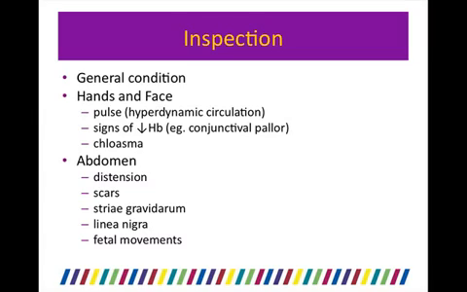To start with, a general inspection, including the general condition of the patient, whether they are comfortable at rest. This should be followed by an inspection of the hands and face to include the pulse. Hyperdynamic circulation is one of the physiological changes of pregnancy. Look for any signs of anemia, which is common and physiological in third trimester. This may be shown by conjunctival pallor, and other signs and symptoms of pregnancy, such as cloasma.